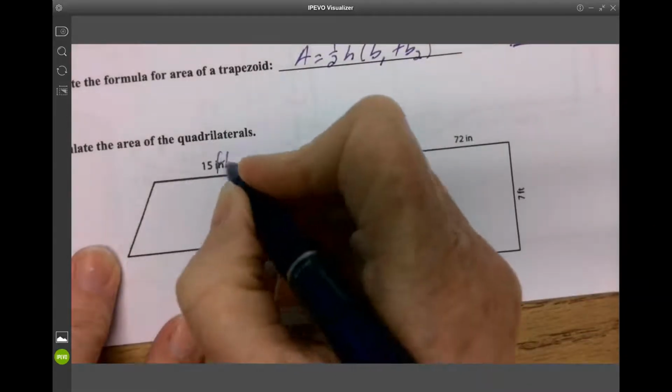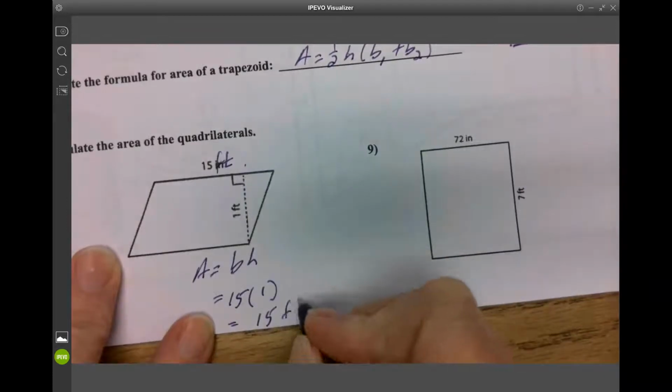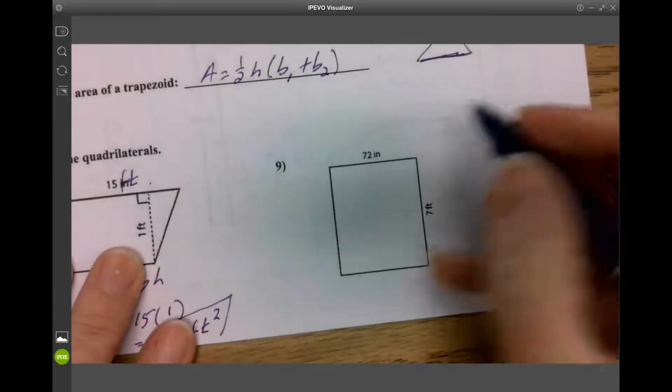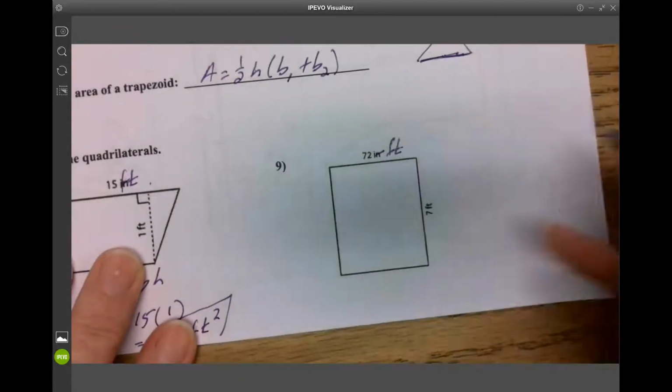This was supposed to all be in feet, I think. So that's 15 feet squared. Or maybe it's all inches. Once again, I gave it in 2 different things. We did not read 2.